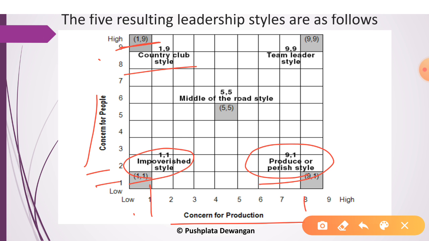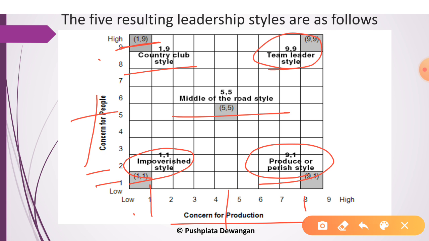The next one is under the 5,5 grid, that is the middle of the road style. This is a kind of realistic medium without ambition, and there is a medium concern for both production and people. It is a balanced and compromised style. Here the manager tries to balance the competing goals of the company and the needs of the workers. The manager gives some concern both for the people and the production, hoping to achieve acceptable performance, and he believes that this is the most that anyone can do in an organization.